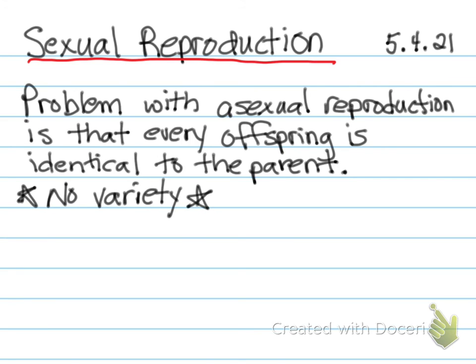There's no variety, so if the parent has some kind of disease, then the child's going to have some kind of disease. If an amoeba had eyes, if the mom had blue eyes, then of course the child will have blue eyes because it's split. It goes through binary fission and it splits, and bam, that's all there is. It's just an identical organism from the parent. So that's the problem with asexual reproduction. That leads us to our discussion on sexual reproduction.